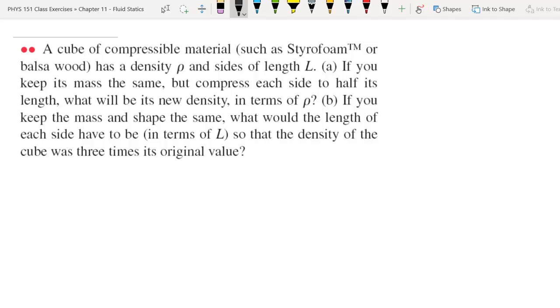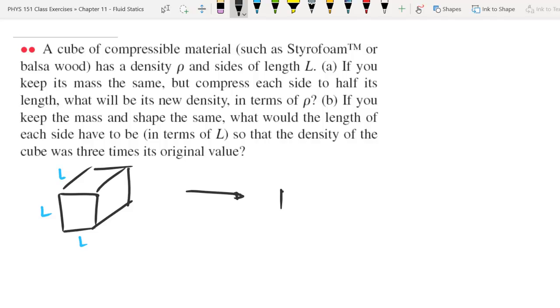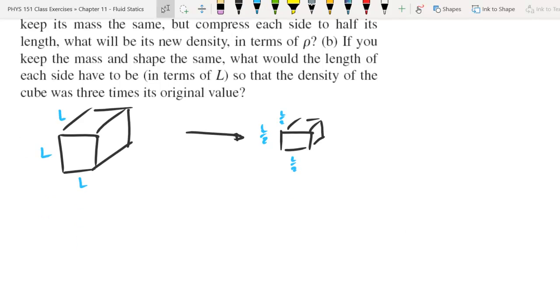Okay, here we have this cube which has sides of length L, which we're going to compress down so that each side has half its original length. So it's going to get compressed down over here to 1/2 L, or just call it L over 2, L over 2, L over 2. And we want to know what's the density of this new one compared to the density of this one.